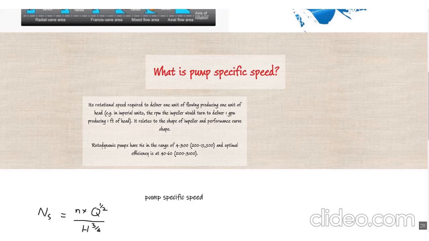Okay, so rotodynamic pumps, which are centrifugal pumps, have specific speed. We denote NS for the pump specific speed in the range of 4 to 300. This is in metric units, and in imperial units it's from 200 to 15,500, and the optimal efficiency of a pump is normally at 40 to 60.